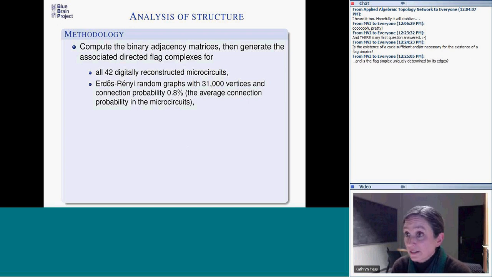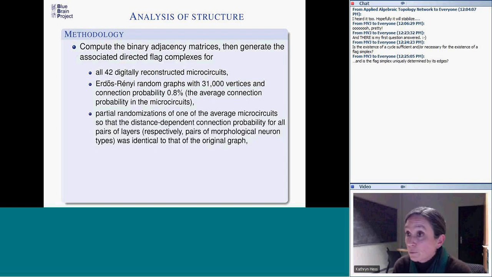And to have some kind of comparison with other sorts of graphs, the comparison we did was with Erdős-Rényi random graphs: a random graph with 31,000 vertices, where we take the connection probability to be the average connection probability in the microcircuit. Of course, we didn't expect it to be the same. We wanted to see how different it was from the microcircuit. It's not a very interesting comparison, since you expect the microcircuits to be far from it. So we did a few more sophisticated comparisons. In particular, we took the average microcircuit and randomized it partially, using a distance-dependent connection probability either between different layers in the microcircuit or between different morphological neuron types, randomized.